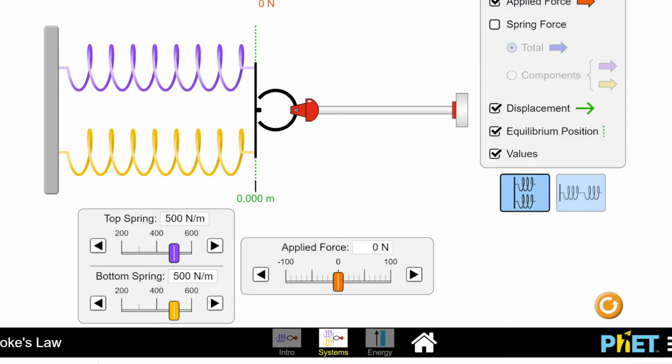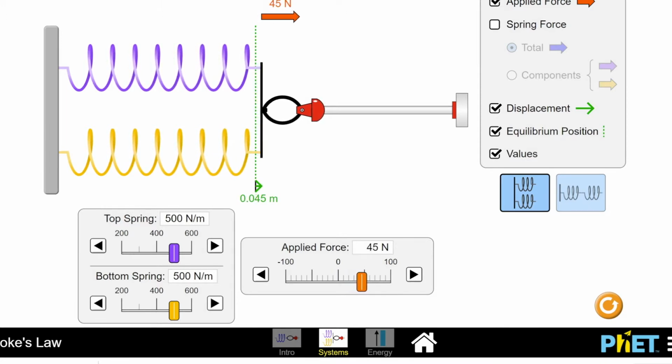Okay, let's find out. Let's put in 50 newtons. And if we look at the extension now, the extension is 0.05 meters. That's 5 centimeters. So as you probably would have guessed, the extension is halved when you've got the two springs in parallel, because that 50 Newton force is being shared between the two springs. You could almost think of it as 25 newtons each.